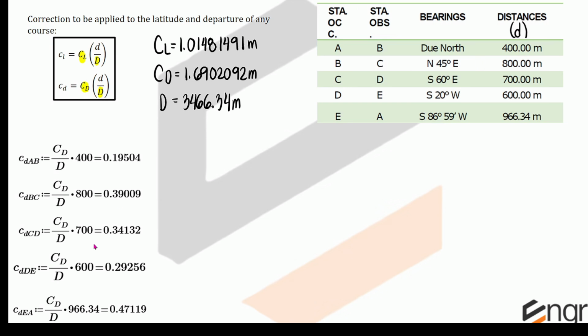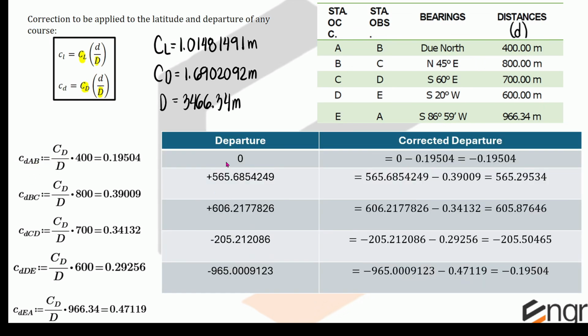So once all of these are computed, we can now correct the departures first. These are actually the corrections in the departure. So the original departures from our table were the following. We have 0, positive 565, and so on. For the corrected departure, again, we subtract because the total correction for departure is a positive value. So we subtract all of them. We obtain these values right here.